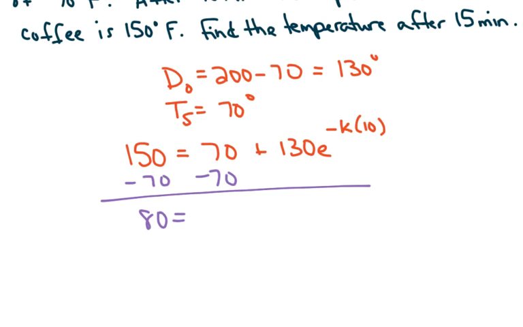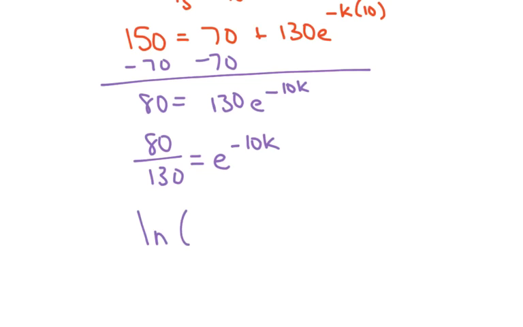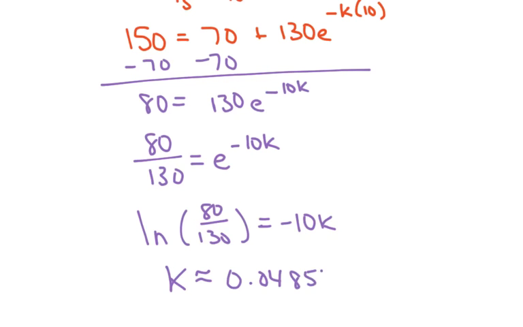So I get 80 is equal to 130e to the negative 10k. Before you can write this in log form, you still have to divide by 130. Now I can take the natural log of 80 over 130, and that's going to equal negative 10k. And I'm going to divide the natural log of 80 over 130 by negative 10, and I'm going to find out that k is approximately 0.04855.